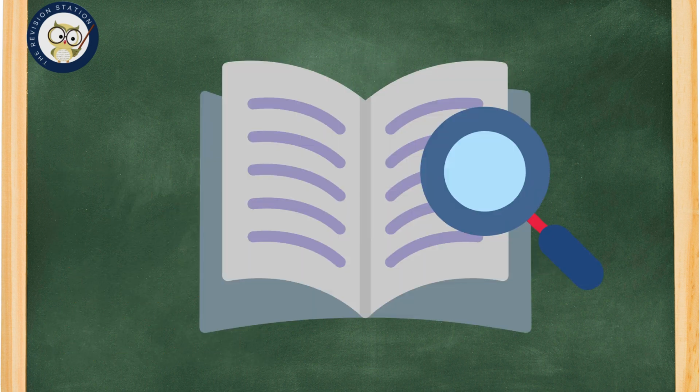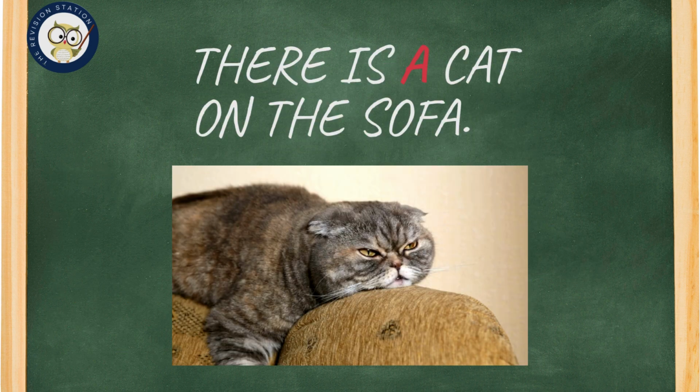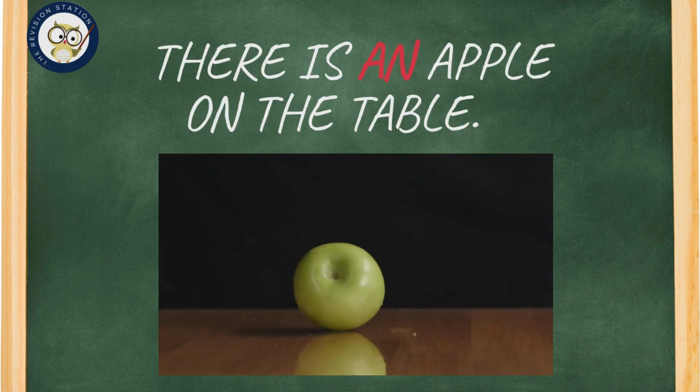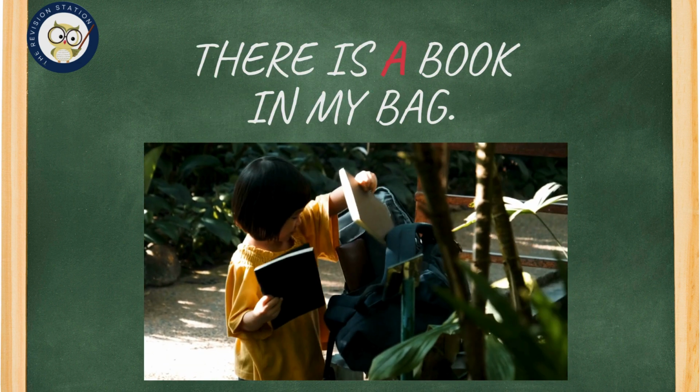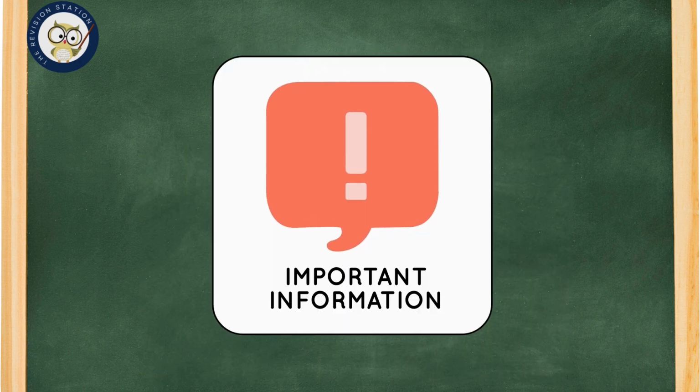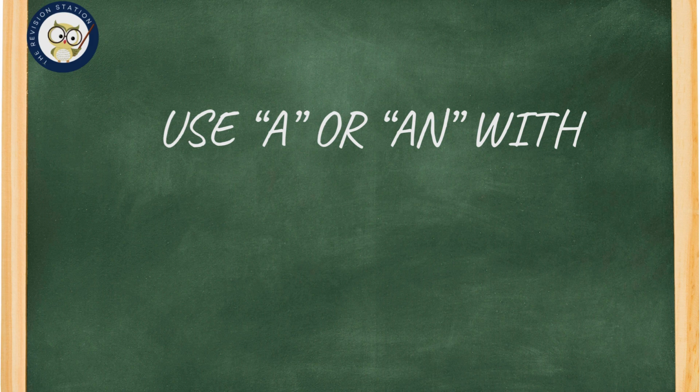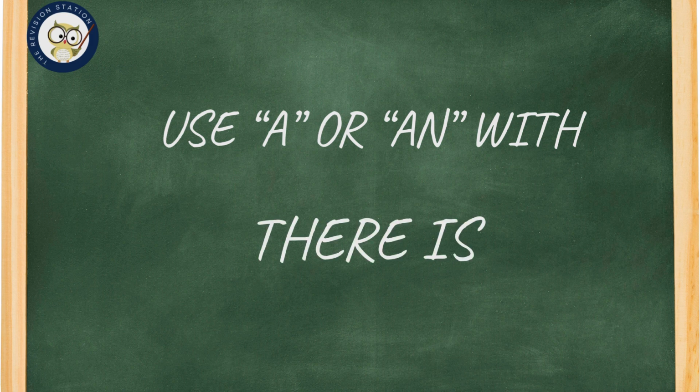Let's see some examples. There is a cat on the sofa. There is an apple on the table. There is a book in my bag. Remember, use a or an with there is.